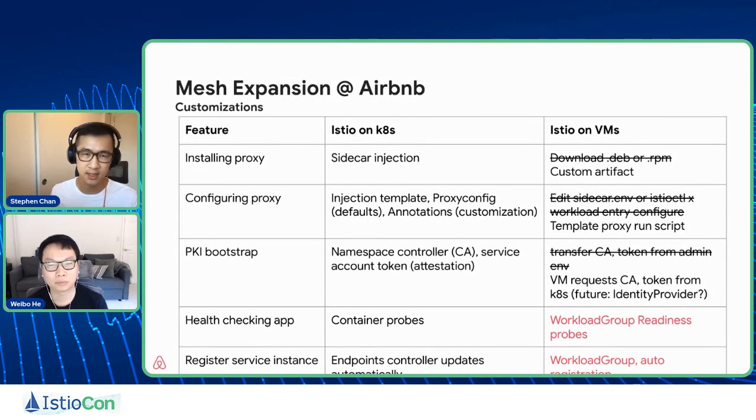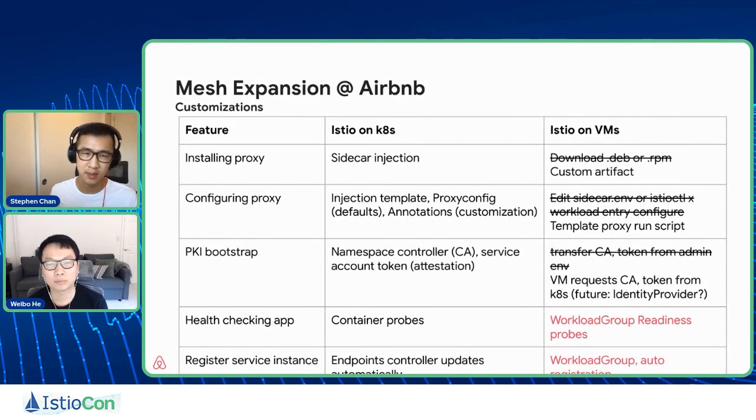For configuring the proxy, Istio offers a sidecar.env environment variable script that can change the behavior of pilot agent. You can also run the istioctl x workload entry configure command to automatically set environment variables. Since Airbnb is building a custom proxy artifact, we opted to instead create a proxy run script template, which is rendered for individual workloads. This also integrates slightly better with our internal tooling.